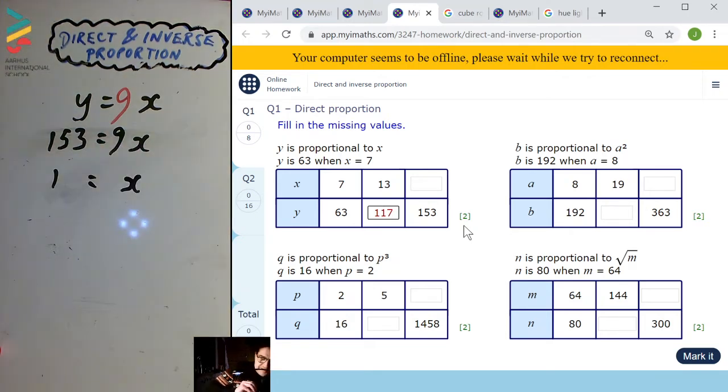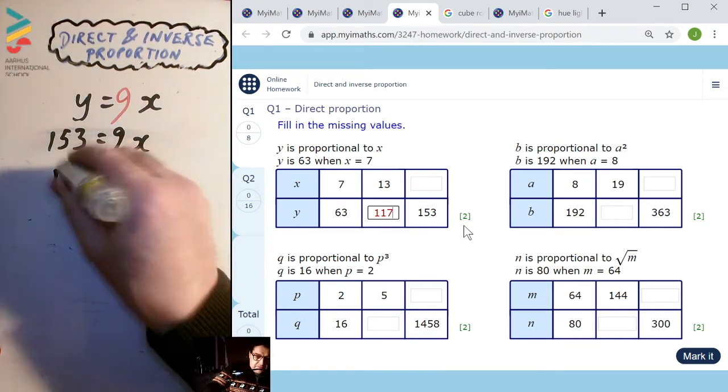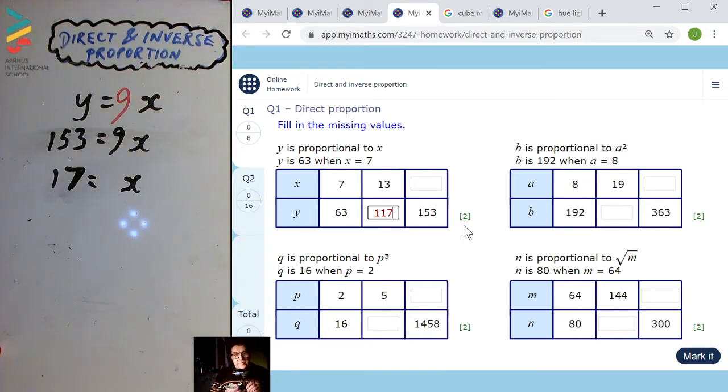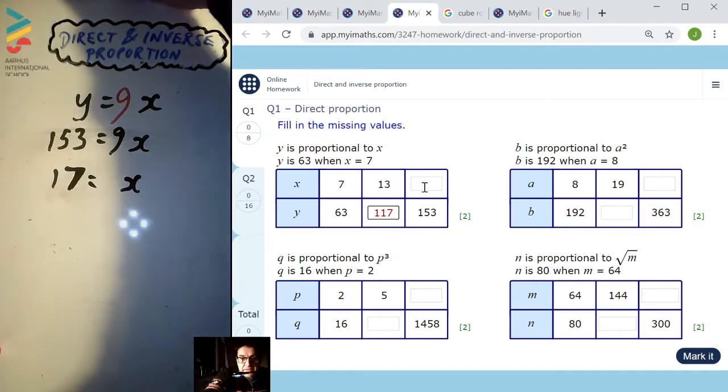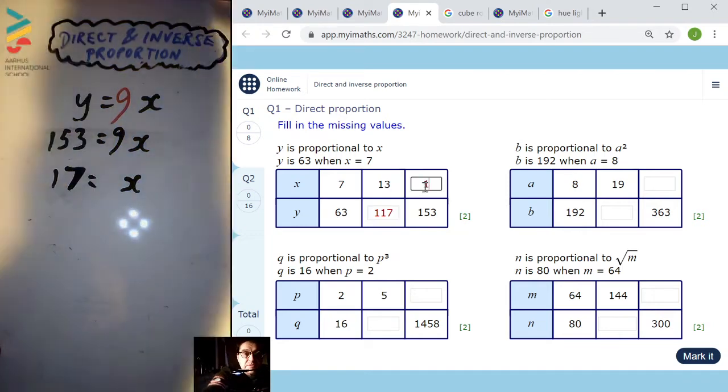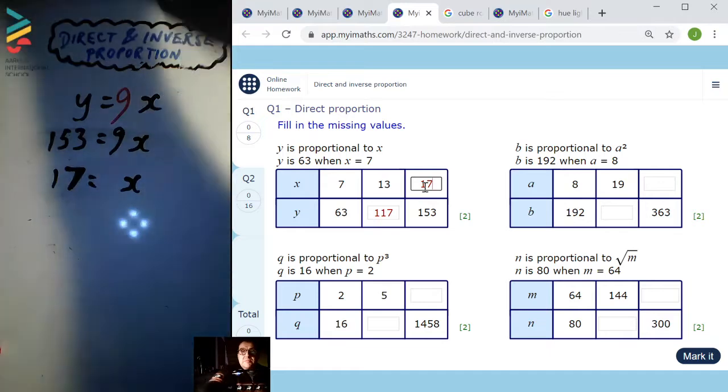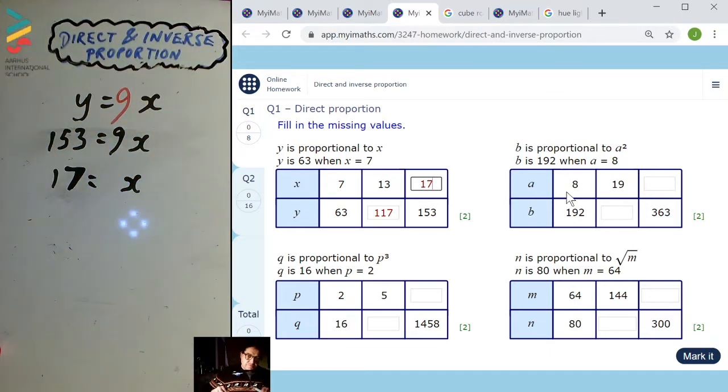No, it's not 19. It's 17. That's what it is, 17. 17 is equal to x. So I'll just fill in 17 in the thing there and move on to the next question.